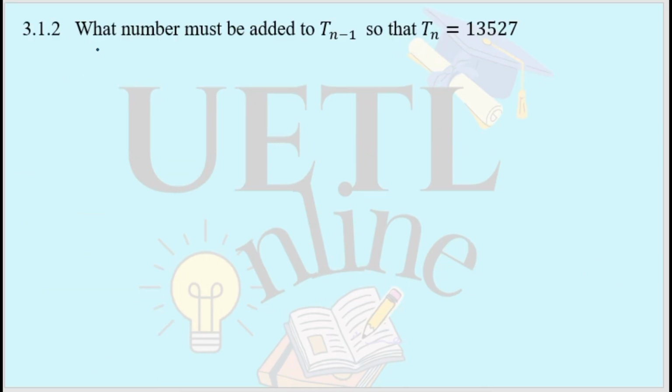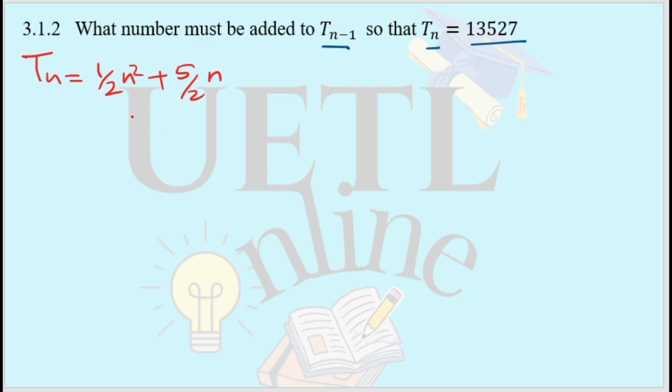Now is the continuation of this question. The continuation says: what number must be added to t of n minus 1 so that t of n becomes 13,527? The first thing, let's write our equation: tn is equals to half n squared plus 5 over 2 n. So we are going to be using this equation.